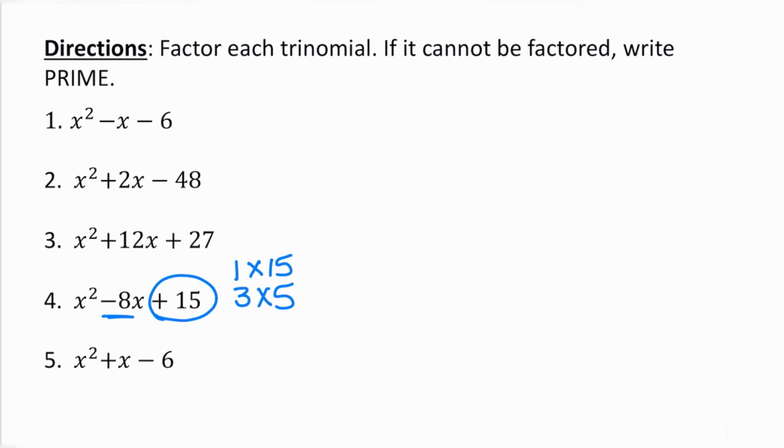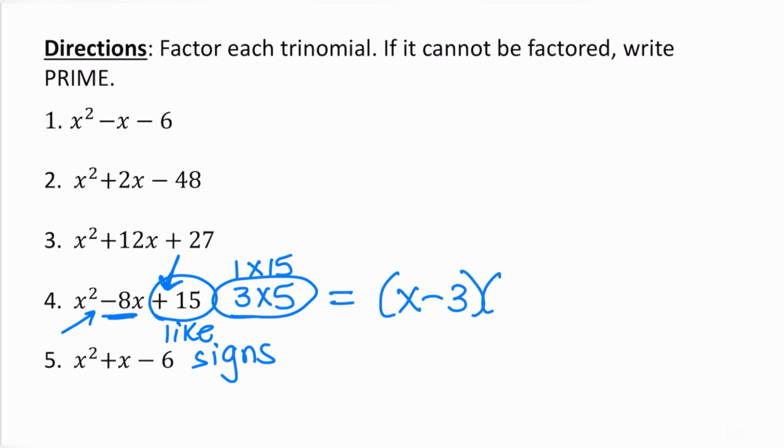So because the back sign is a plus, that tells me that I have to have like signs. And because the middle one is a minus, that tells me both of them have to be negative. So which one of these combinations is going to add to give me a negative 8? It's going to be 3 and 5. So this is going to factor out as x minus 3 times x minus 5. Hopefully you got that right. And if you did, good for you.